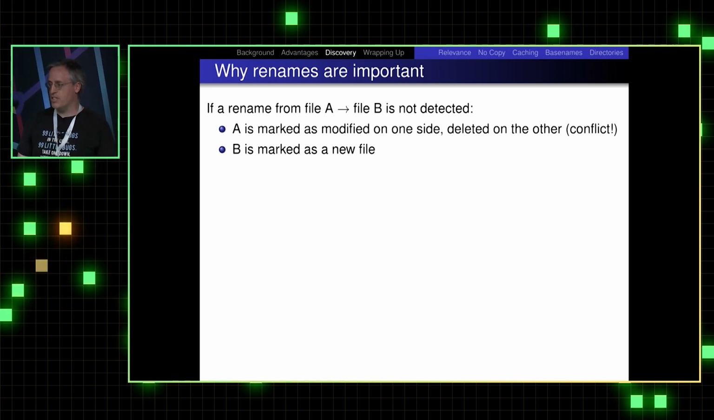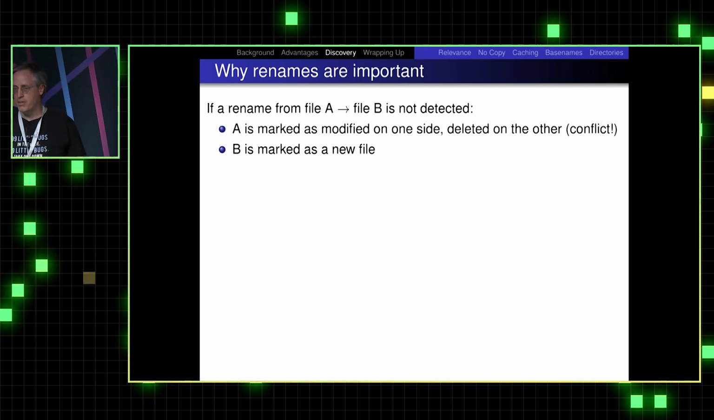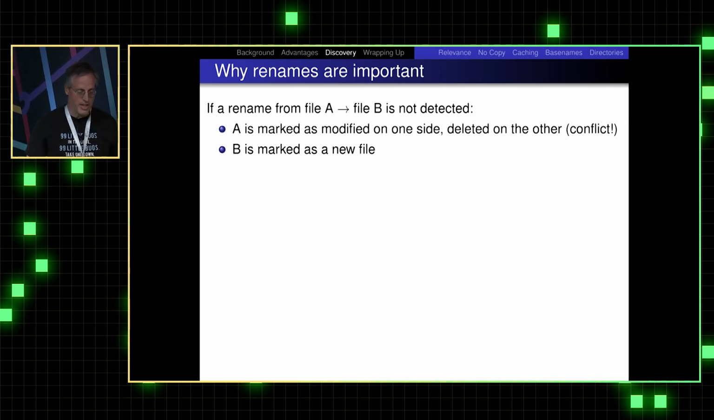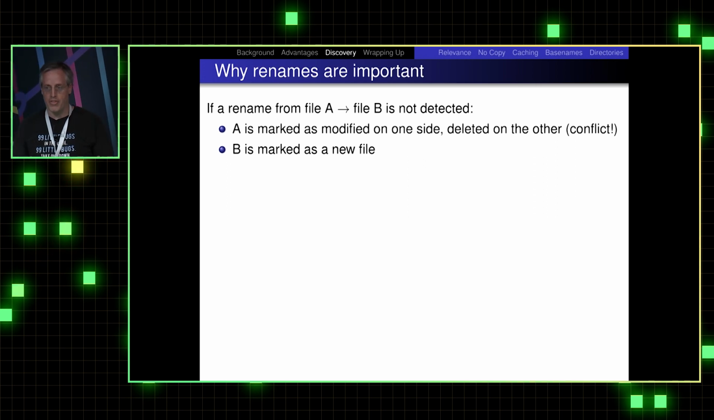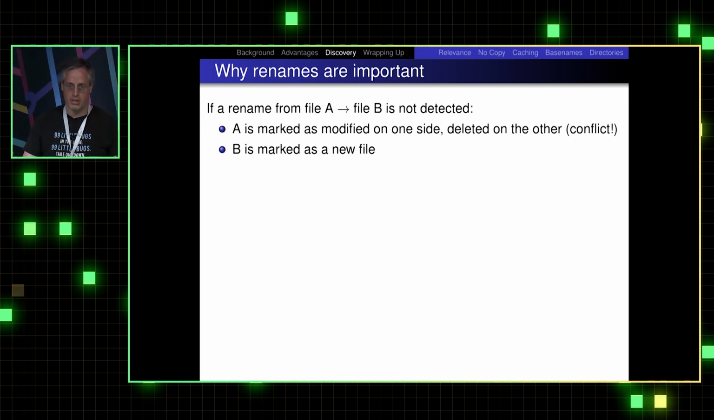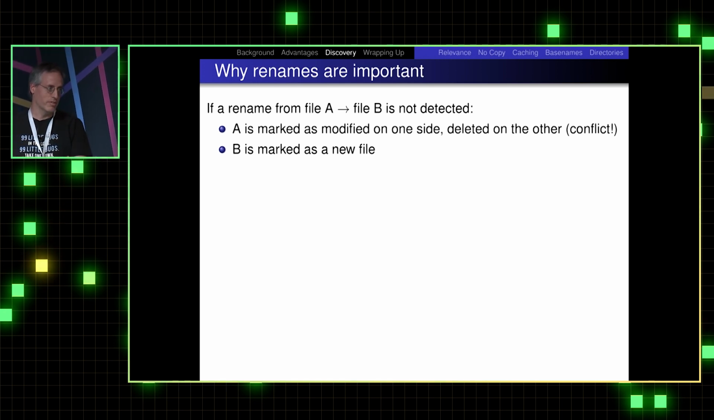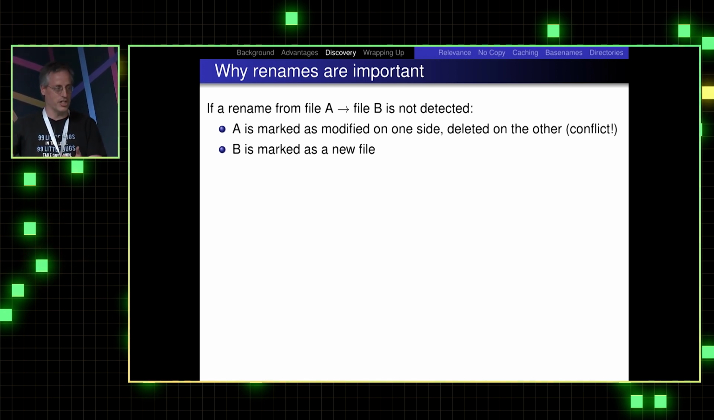If both sides of history modify the same file, and one of the sides also renames that file, then the old file will be marked as both modified and deleted, which is a conflict, and then the new file will just be sitting there. And so we'll have 2 files present in the working tree, one that only has changes from the one side, and the other one has changes from the other side.